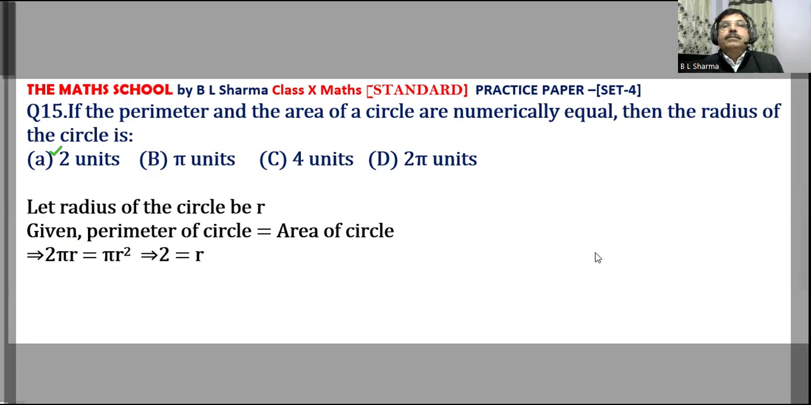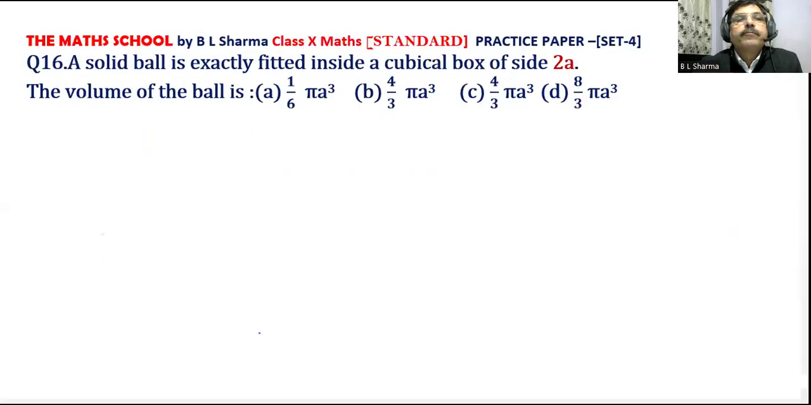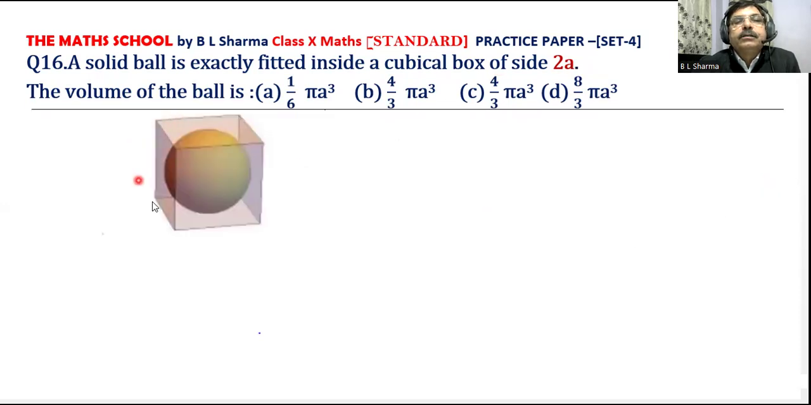That's all for this question. A solid ball is exactly fitted inside a cubical box of side 2a units. What is the volume of the ball? A ball means the shape of the ball is spherical. So see, we have to visualize it. This is a cubical box and inside it the ball is exactly fitted.